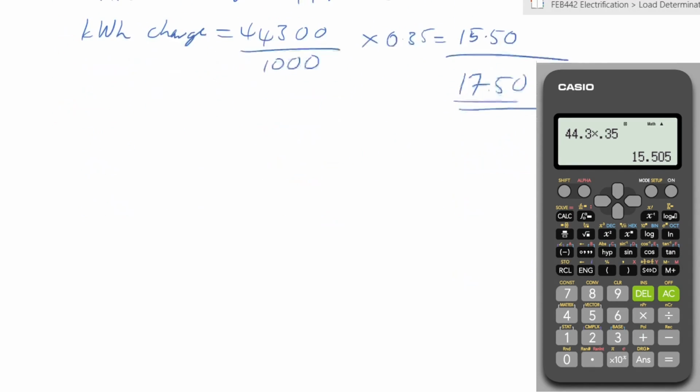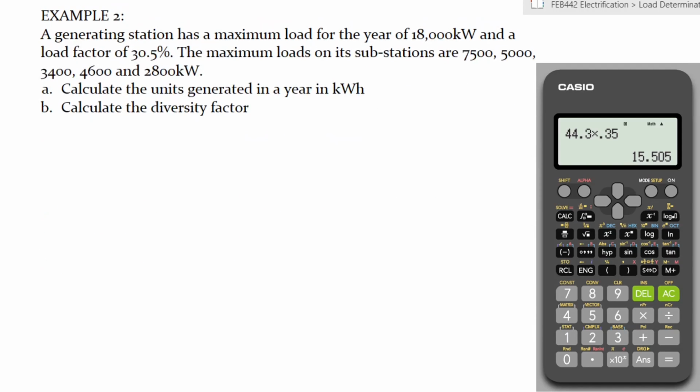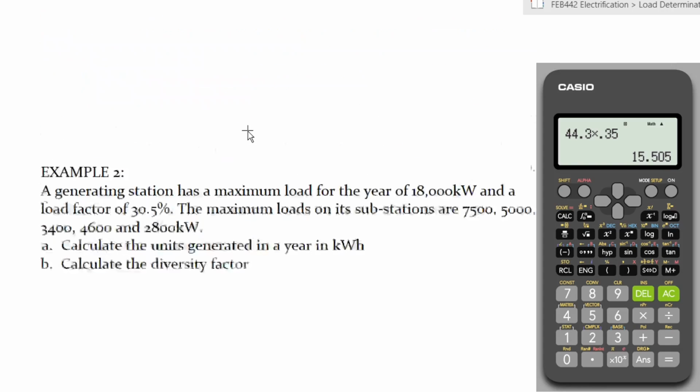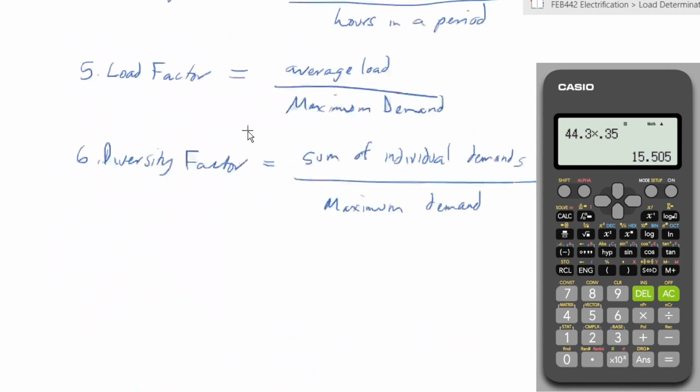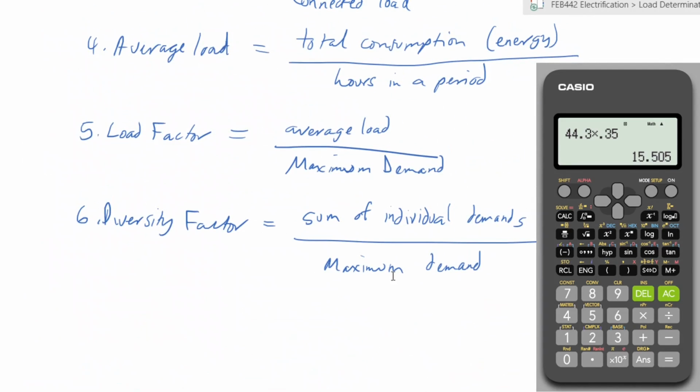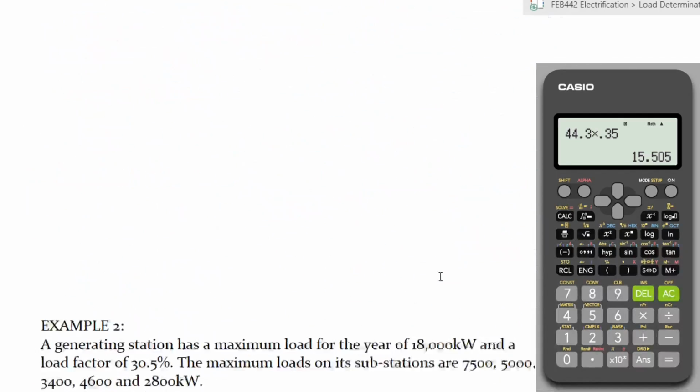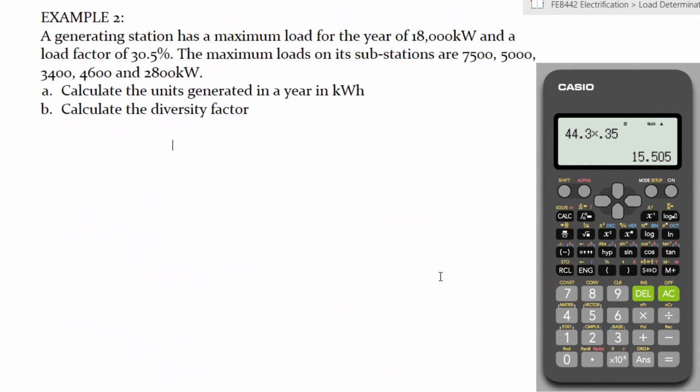Let's look at another example. So a second example, we have that generating station that provides supplies different loads, and we need to look for the units generated in a year and also the diversity factor. So diversity factor is the sum of individual demands over the maximum demand. So let's have a look at that.